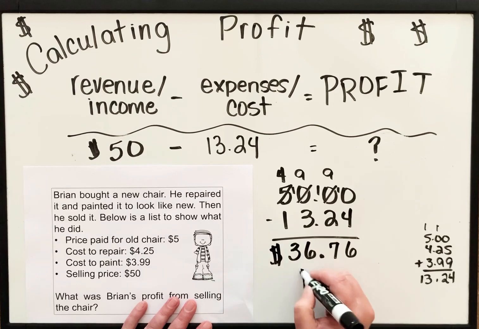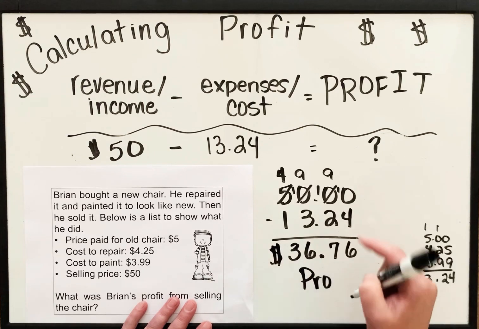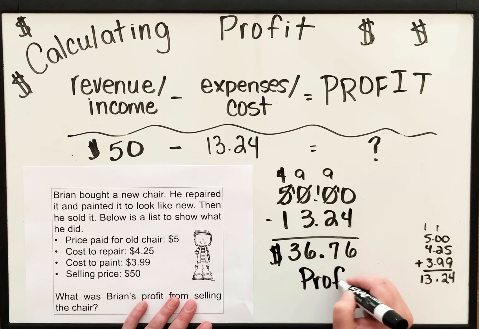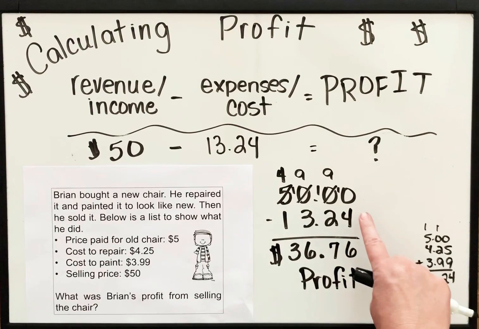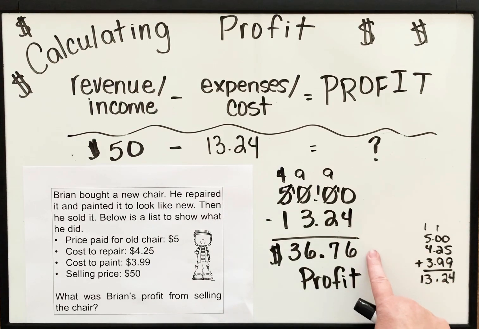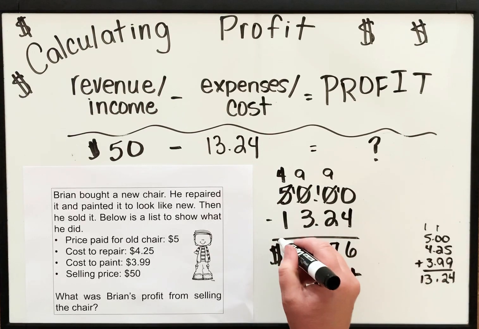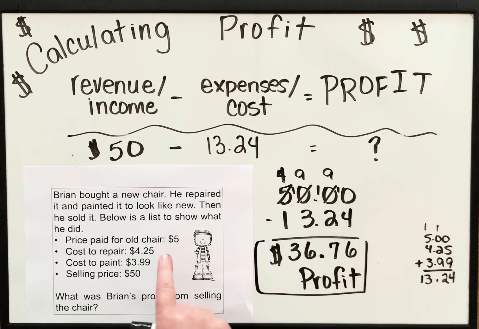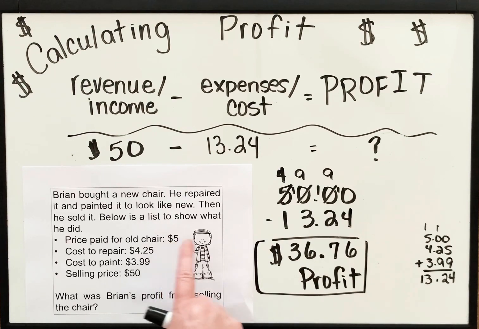That's a pretty good profit. So even though he resold his chair for $50, that's not his actual money he made, because remember, he had to spend some money first. So after paying himself back for his supplies, his remaining amount was $36.76. That's a pretty good profit for a $5 chair. That's almost 7 times as much as he spent just buying it. That's a pretty good job.